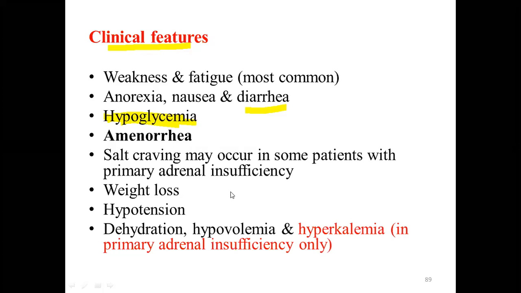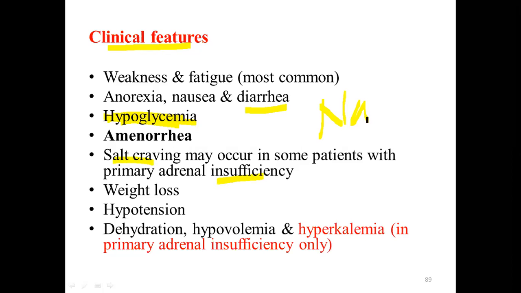Remember, especially when a patient is having hypoglycemia, the brain tissue mainly depends on sugar, or glucose. So if there is low sugar, the patient will actually die of hypoglycemic shock. Okay, it can also affect the menstrual cycle. So the patient can have amenorrhea, and craving for salt, a strong desire to take salt, is very high. This is mainly due to aldosterone deficiency, secondary to primary adrenal insufficiency.